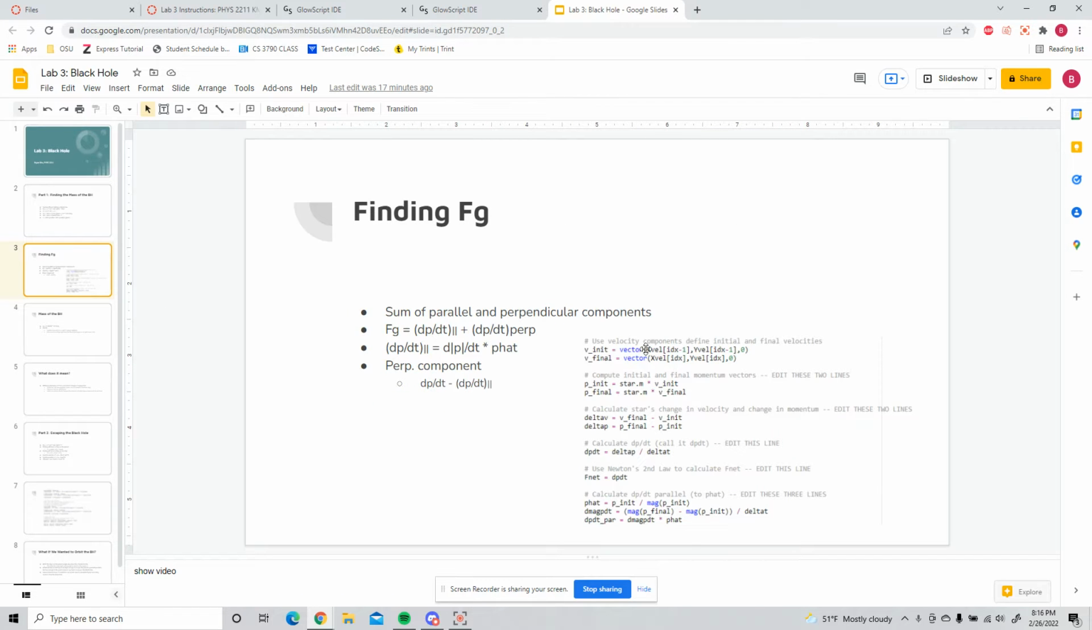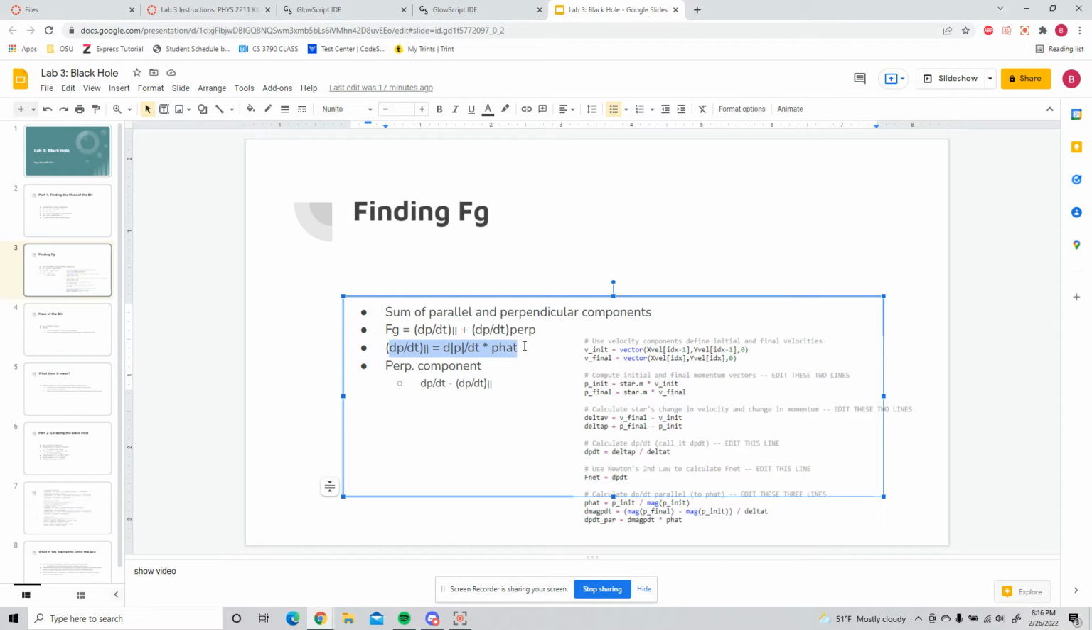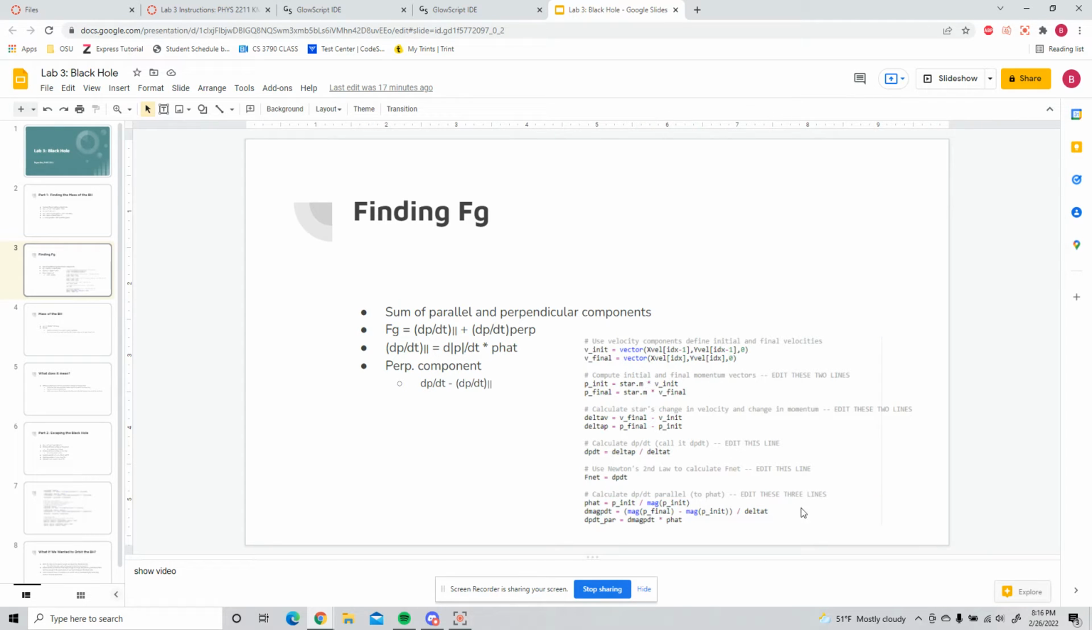We found FG by adding up the parallel and perpendicular components of dp over dt, right? Because as we know, F net is equal to dp over dt, assuming FG is the only force in play here. Obviously, we could find the parallel component by finding the rate of change in the magnitude of the momentum, and multiplying that by the parallel vector. This code lays out all the steps here.